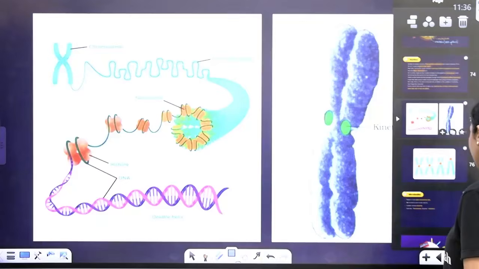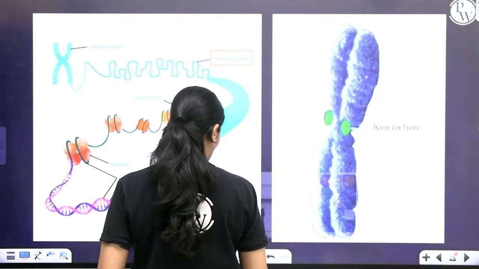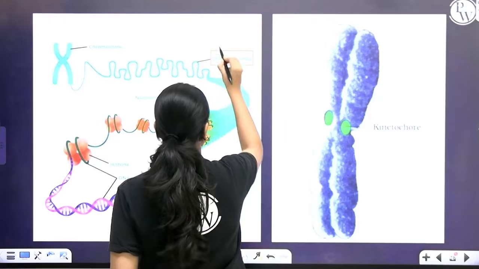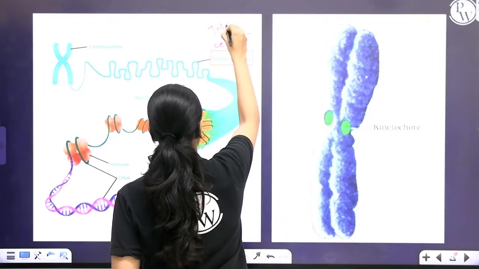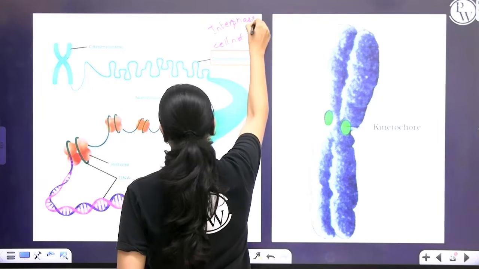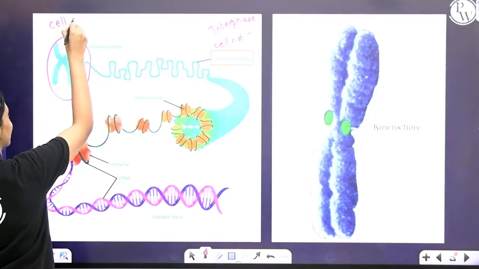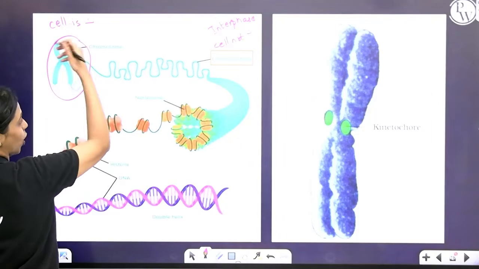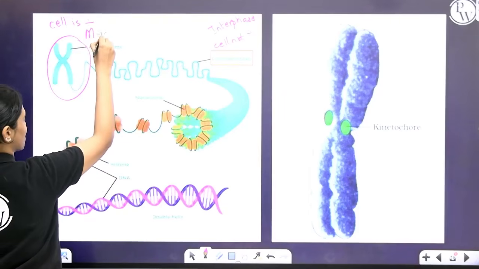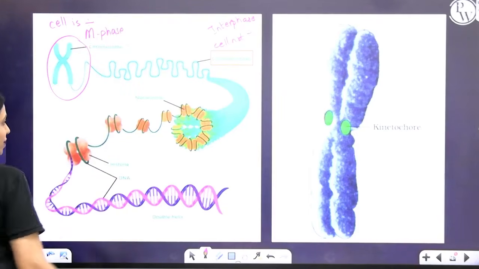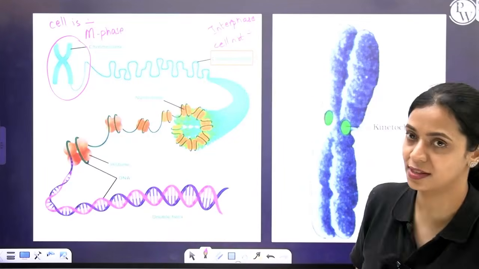When the cell is not dividing, it exists in the form of chromatin. When the cell is not dividing, in interphase. When the cell is in division phase, when it is dividing, it will form an even more condensed structure called the chromosome. This is in the M phase when the cell is dividing. Okay, so chromosome also contains protein around which DNA is wound. It's a super compact structure.